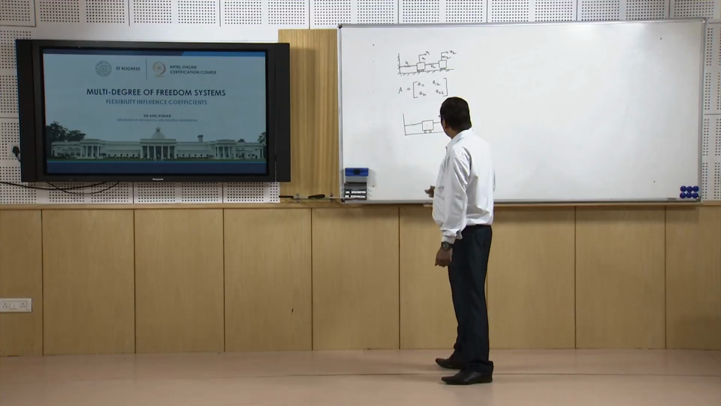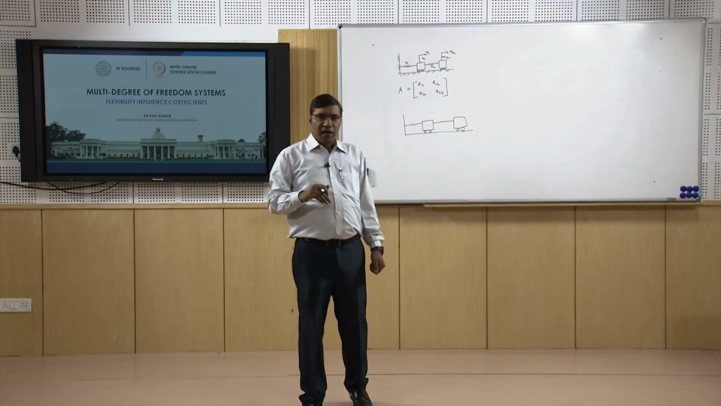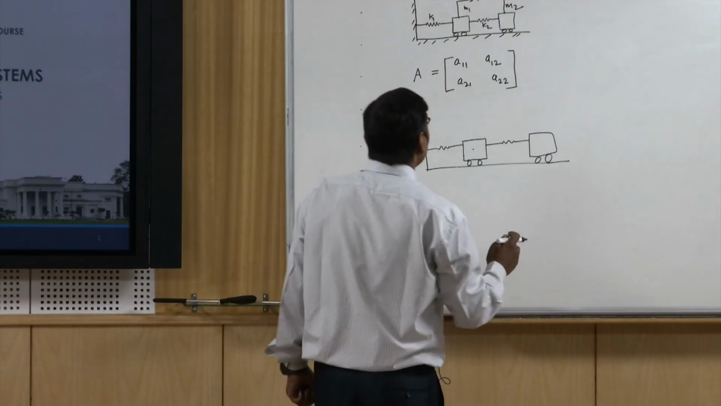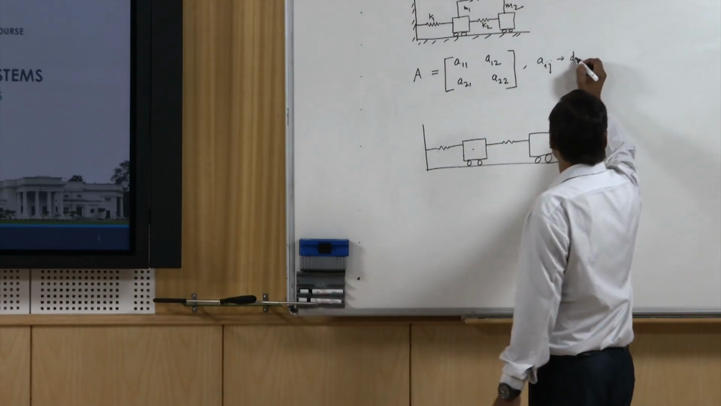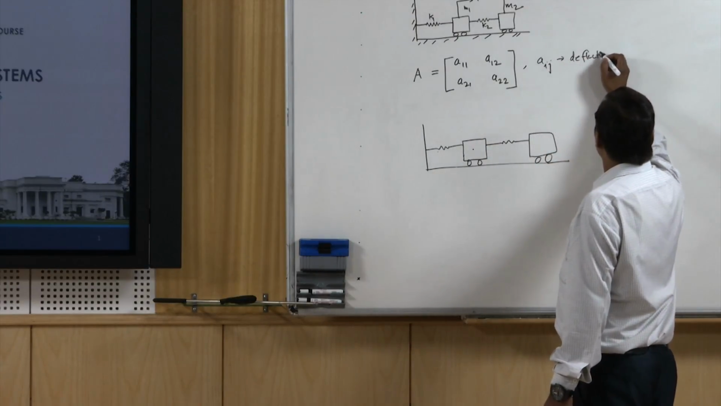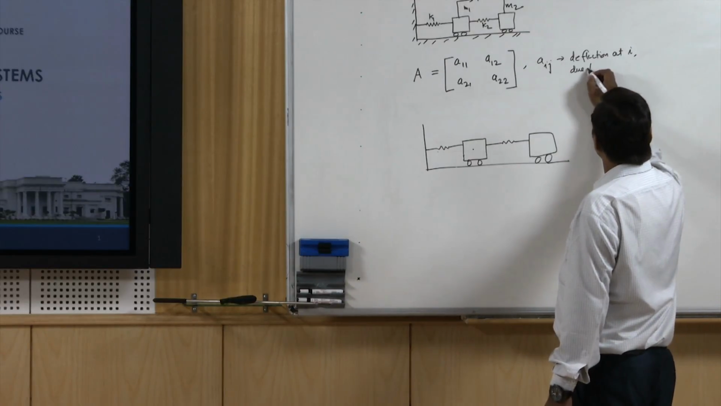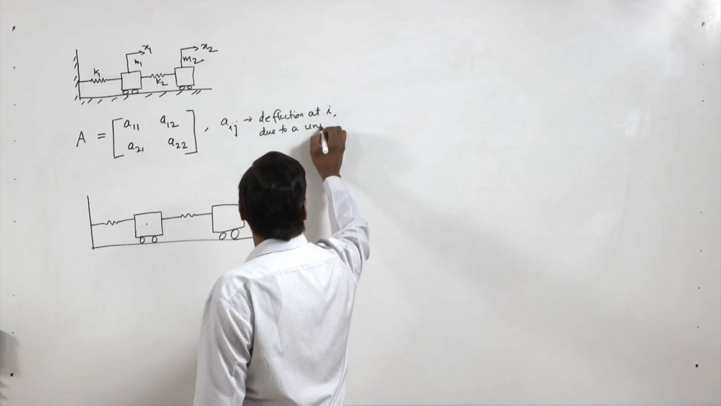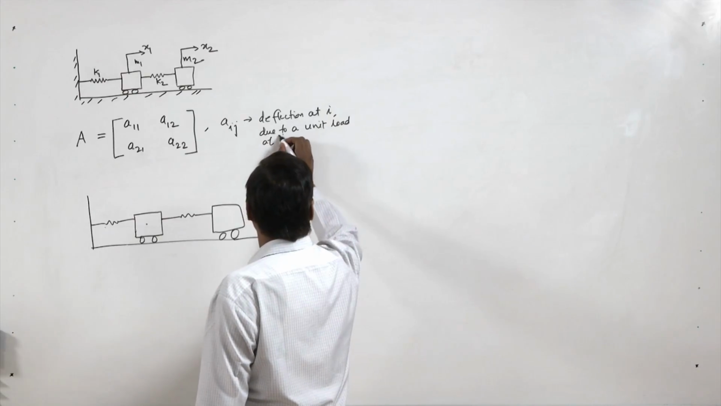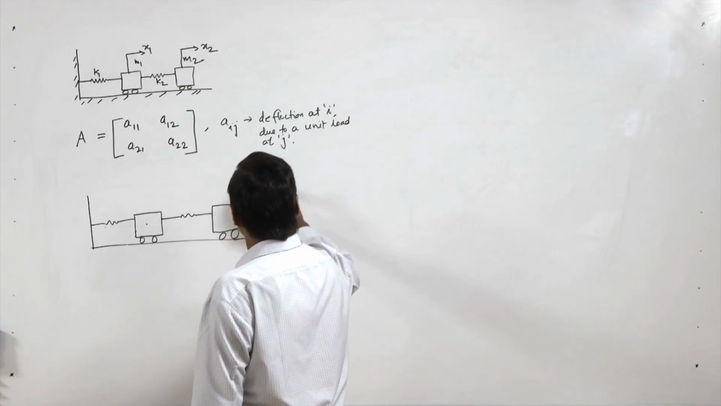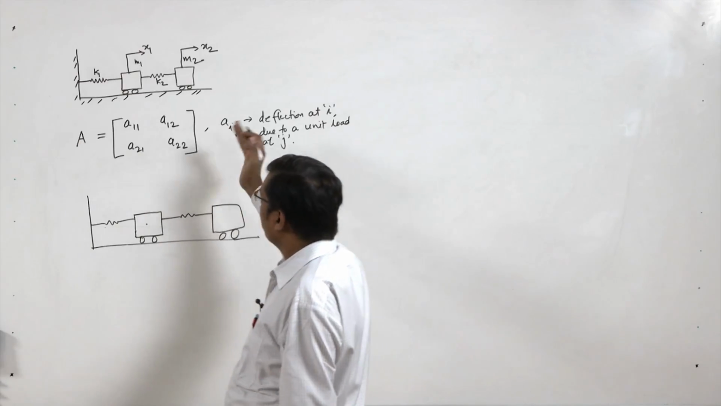Now what we are doing is, because the flexibility coefficients are defined as the deflection, Aij is defined as the deflection at i due to a unit load at j. So it means we have to apply a unit load at one point and measure the deflection at other points.